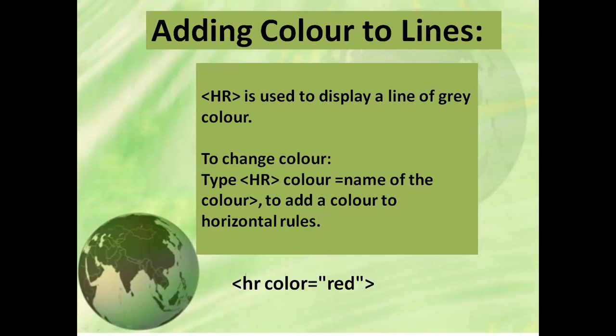At the bottom of the slide, you can see hr color equals, under double quotes, you will write the name of the color, closing it with angular brackets. This is the way you will follow to add colors to the line. All right, so let's move towards the next one. This was all about the colors of the lines.